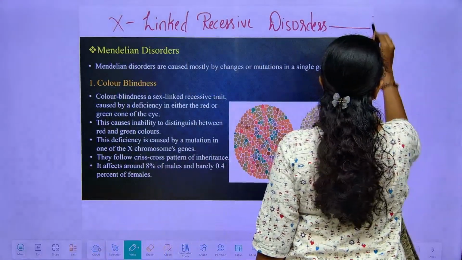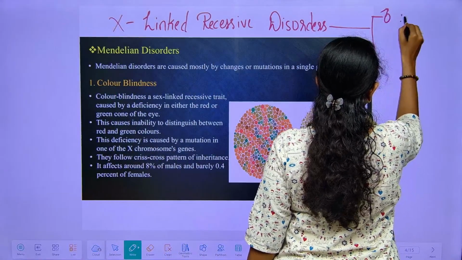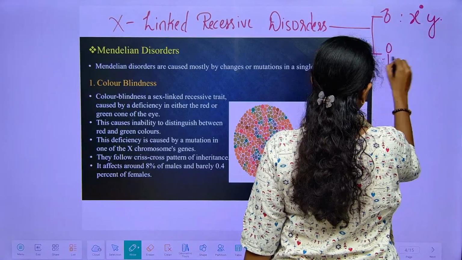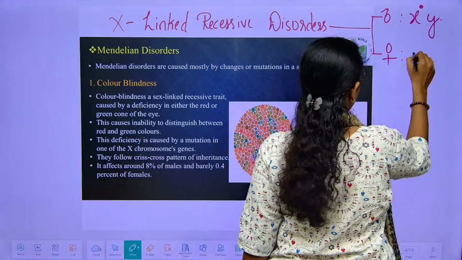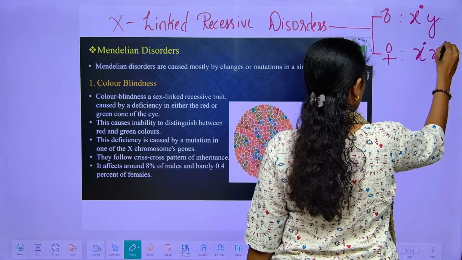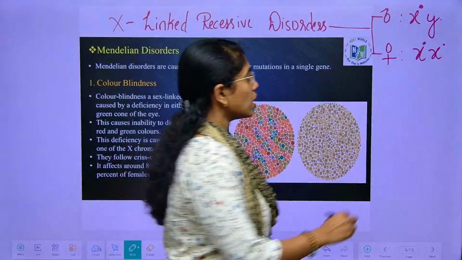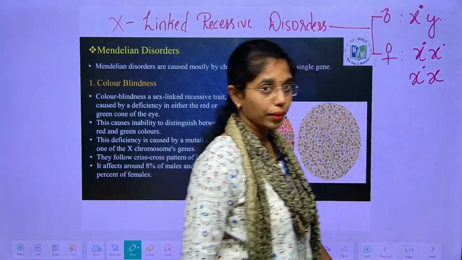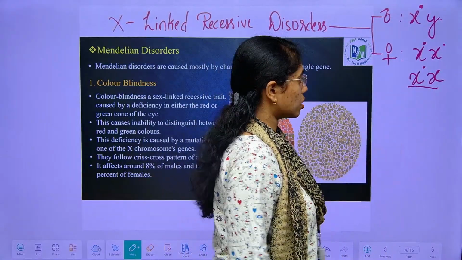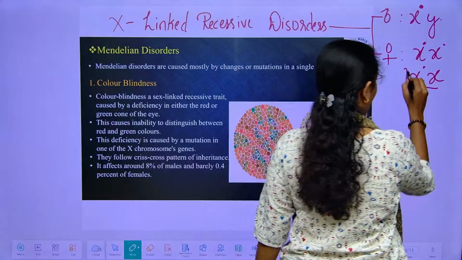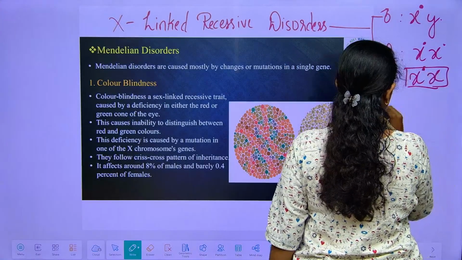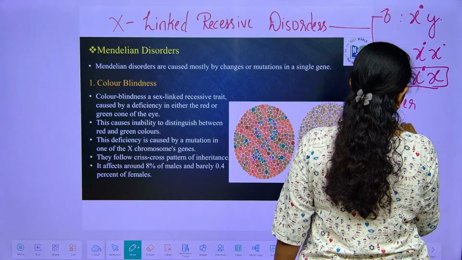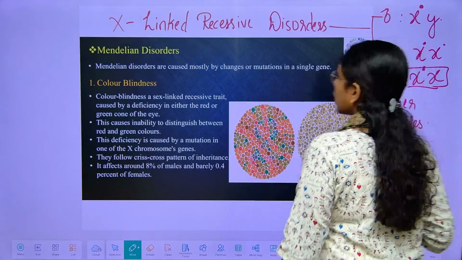In males, if the disease gene is on the X chromosome, then it exhibits the disease. In females, the mutation should occur on both X chromosomes to exhibit the disease. If only one X chromosome is mutated and the other X chromosome is normal, then this type of female will act as a carrier female. Clear with this, right?